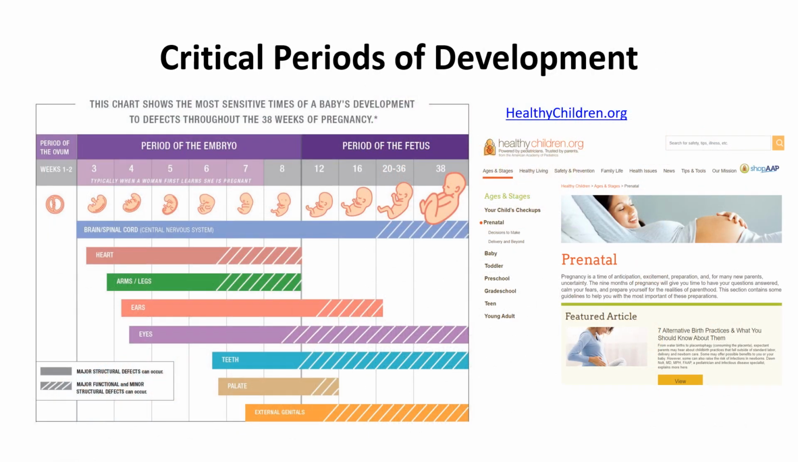This next slide I included in the presentation because it shows critical development. As you look at the infographic on the left, you're going to see the brain and spinal cord, heart, arms, legs, ears, eyes, teeth, palate, which is the upper part of our mouth, and external genitals. So it shows when these things develop, when the baby is in utero. And it also shows when most harm can be done to the baby. It shows where major structural defects can occur and where minor defects can occur.